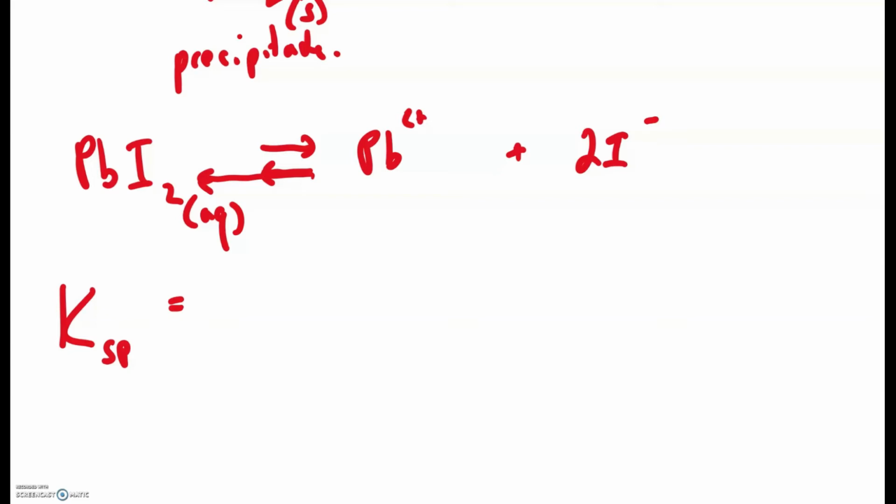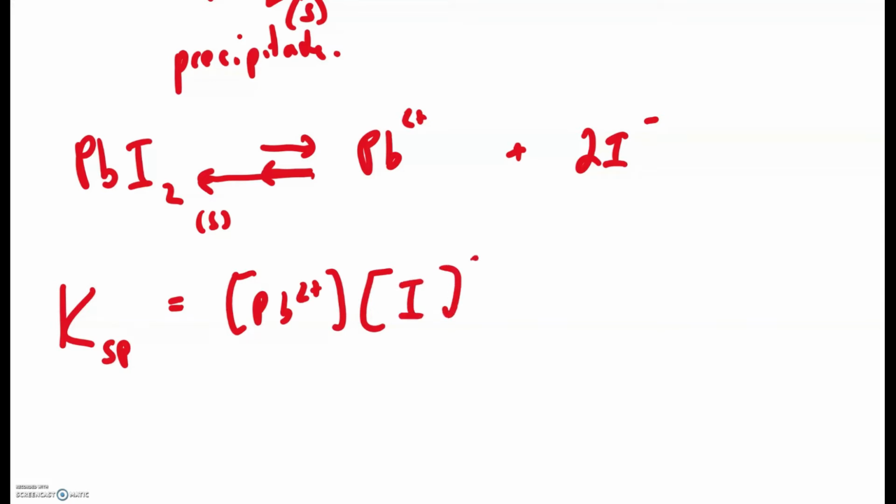And for our purposes, we'll treat this lead iodide as a solid. So it's not going to appear in any expression that we write. So the KSP for this reaction then would look like this. Put a little minus there. Notice that we have a coefficient of 2, and so that gives us an exponent of 2.